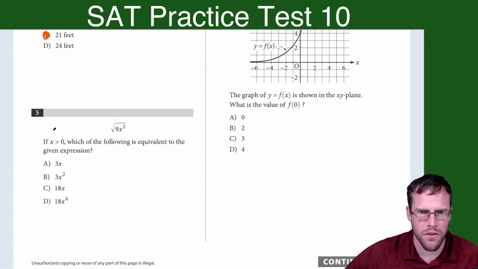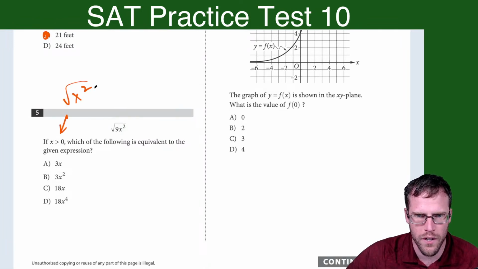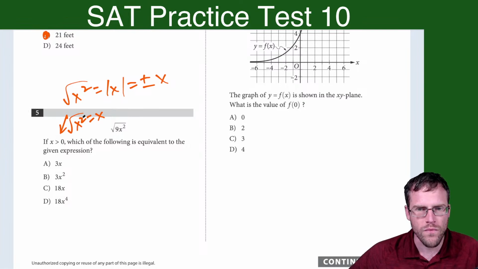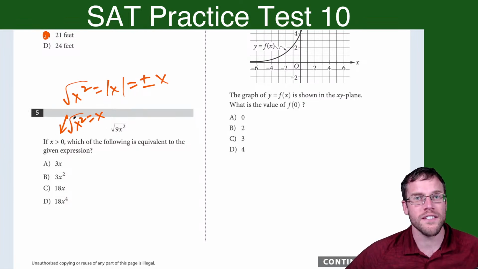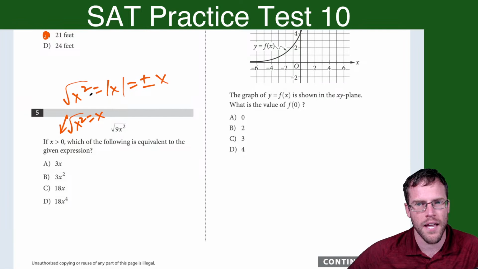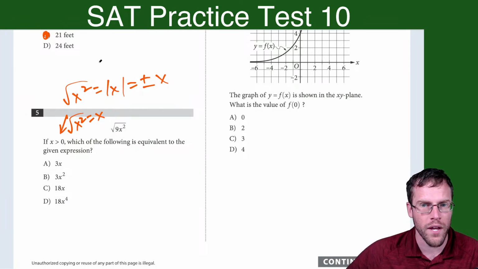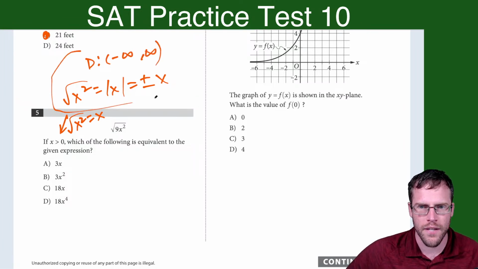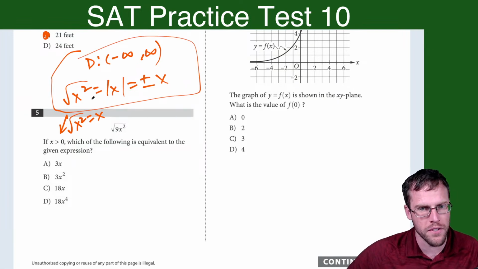Okay, so for this one, x is greater than 0. They're telling us this because the square root of x squared is really absolute value x, or plus minus x. So they're telling us x is greater than 0 because that allows us to say that the square root of x squared is equal to x. You could only say the square root of x squared equals x if x is greater than 0. If x could be anything, then it's absolute value x. I don't want to use crazy notation here, but that would just be if we had a domain from negative infinity to infinity, then the square root of x squared is absolute value x. But when x is greater than 0, then this is totally fine.